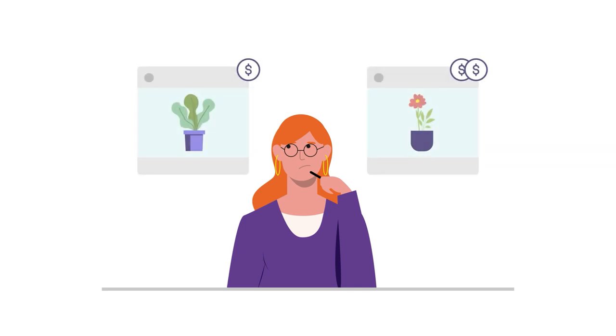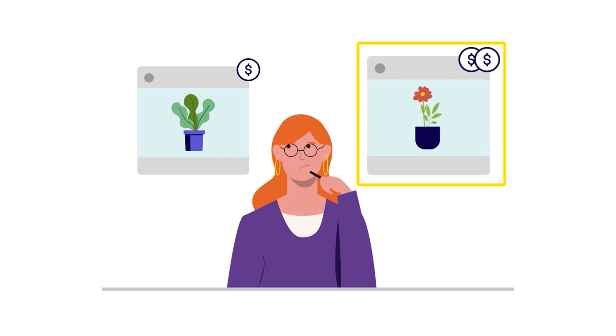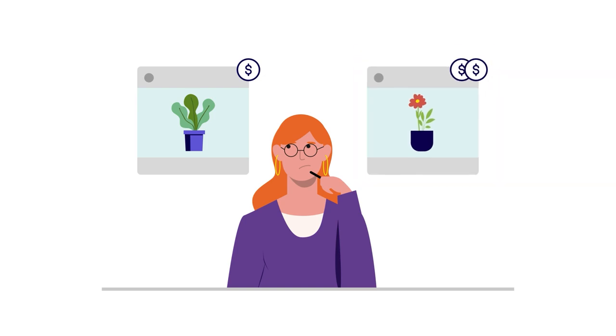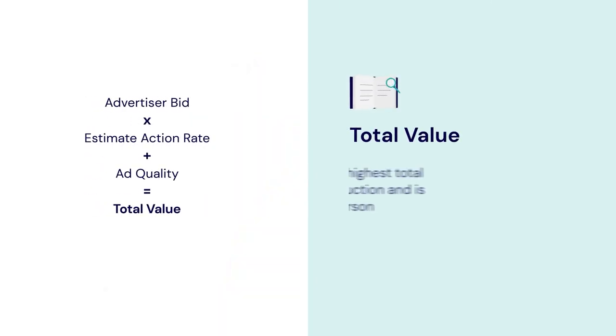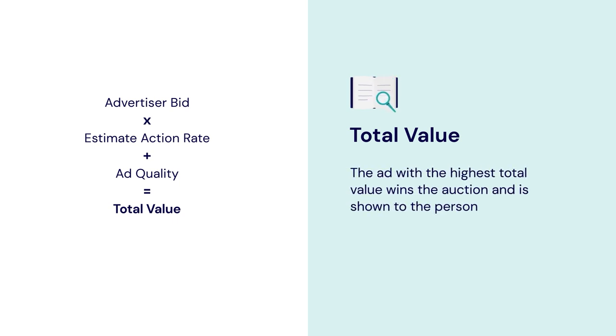Meta decides which ad Clara sees by calculating a total value for each ad, which is effectively a numerical score. The ad with a higher total value wins the auction and gets shown to Clara. So, what does this calculation look like? An ad's total value is based on three things: the advertiser bid, the estimated action rate, and the ad quality. We'll explain each of them briefly.